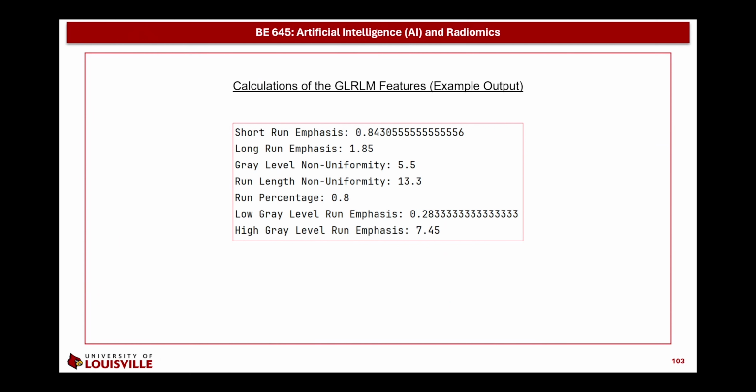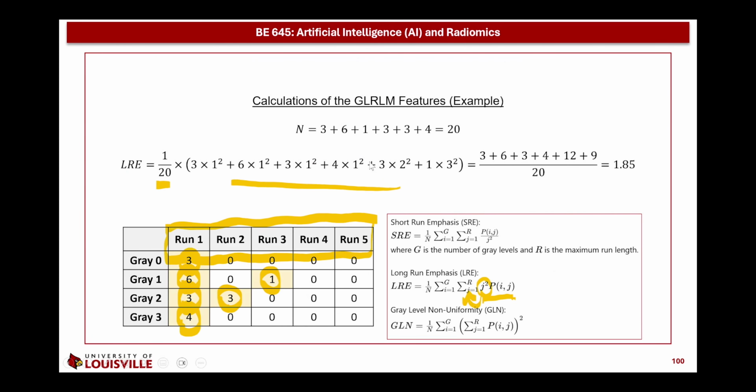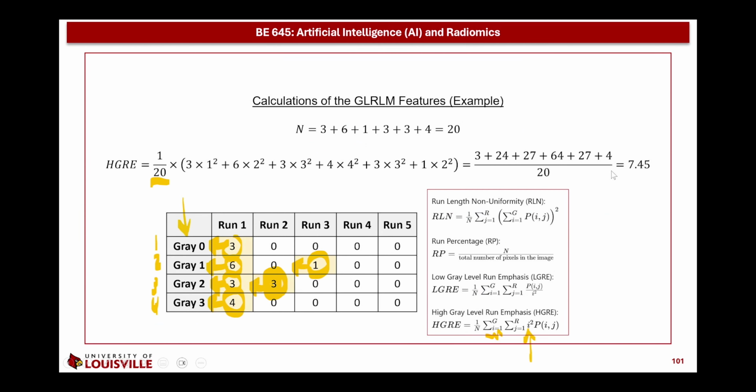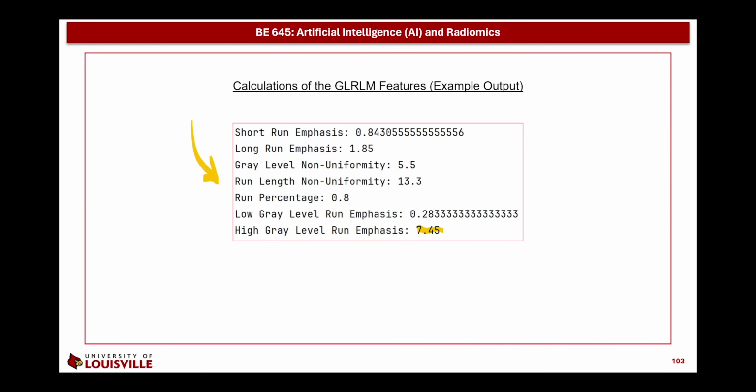By running the code, we will get these values. And you can also validate your results with the calculated ones. For example, the long run emphasis is 1.85, which we calculated here. And for HGRE, we calculated 7.45, which is here.